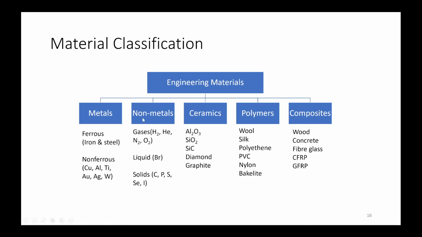In case of non-metals, there will be gases such as hydrogen, helium, nitrogen, oxygen. They can be liquid such as bromine. They can be solids such as carbon, phosphorus, sulfur, selenium, iodine. For ceramics, these are the compounds which have a very high melting point.